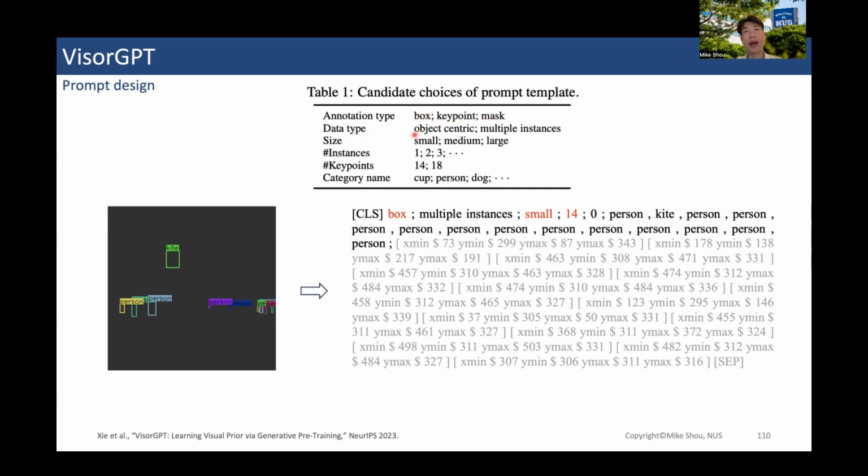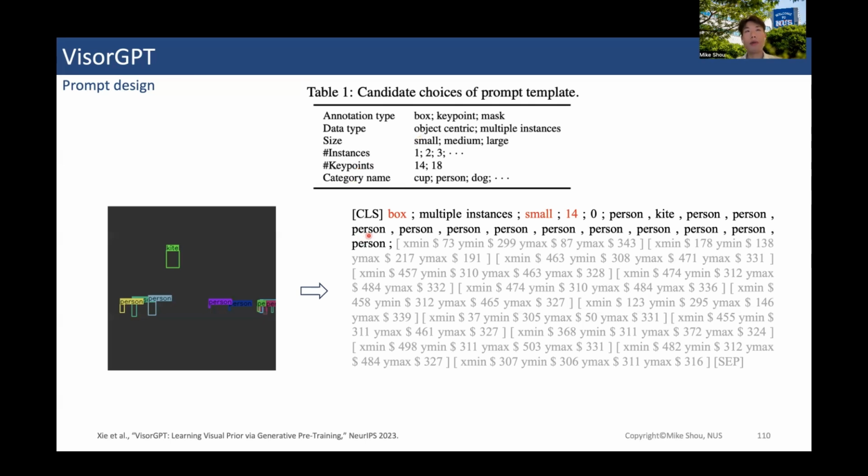And for the data type, there could be a multiple instance scenario, or maybe you have an object in the center. And for the size, what is the size of the object typically in this image? How many instances do you have? What is the number of key points used for the human skeleton? And also, of course, the category. What is the category for each object?